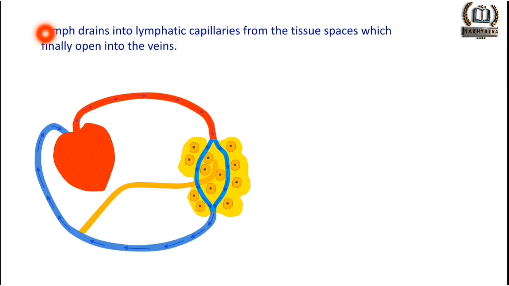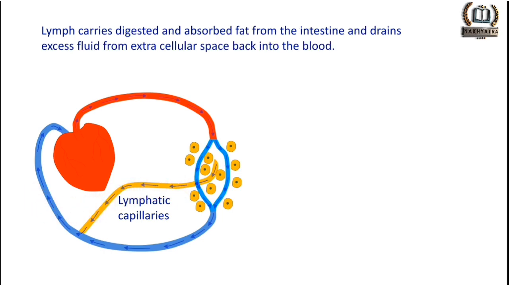Now see, lymph drains into lymphatic capillaries from the tissue spaces, which finally open into the veins. Yes, in the veins, as you can see here. It gets drained into the vein. Now the lymph carries digested and absorbed fat from the intestine and drains excess fluid from extracellular space back into the blood.